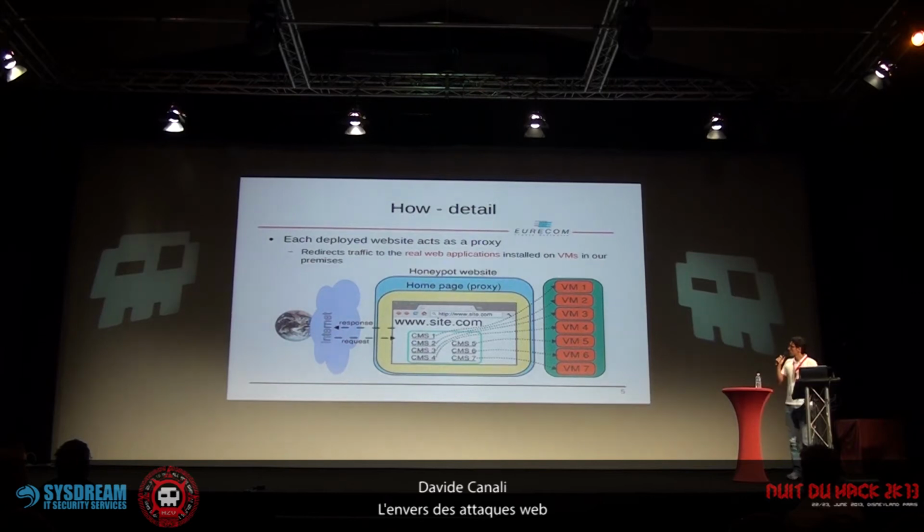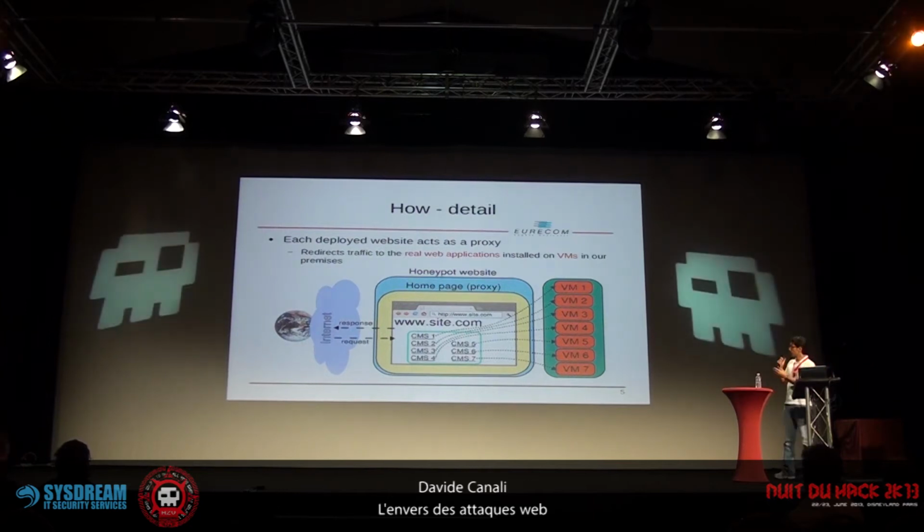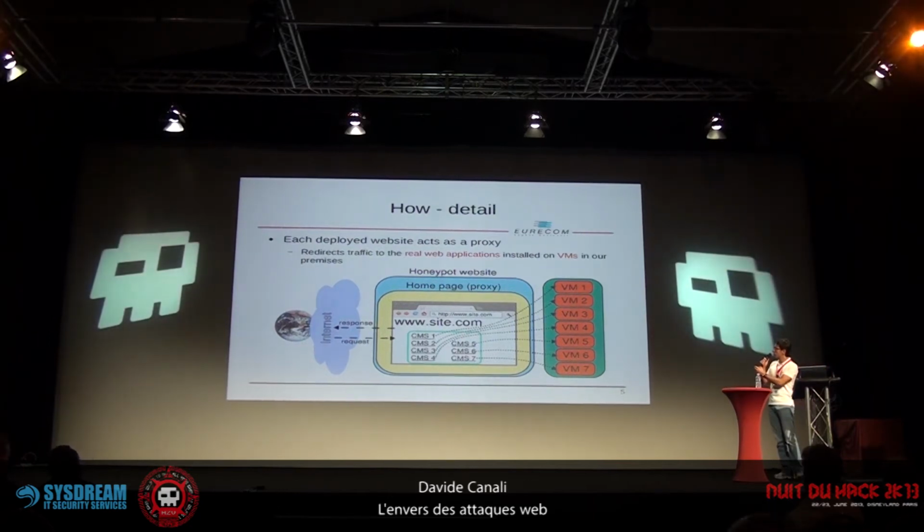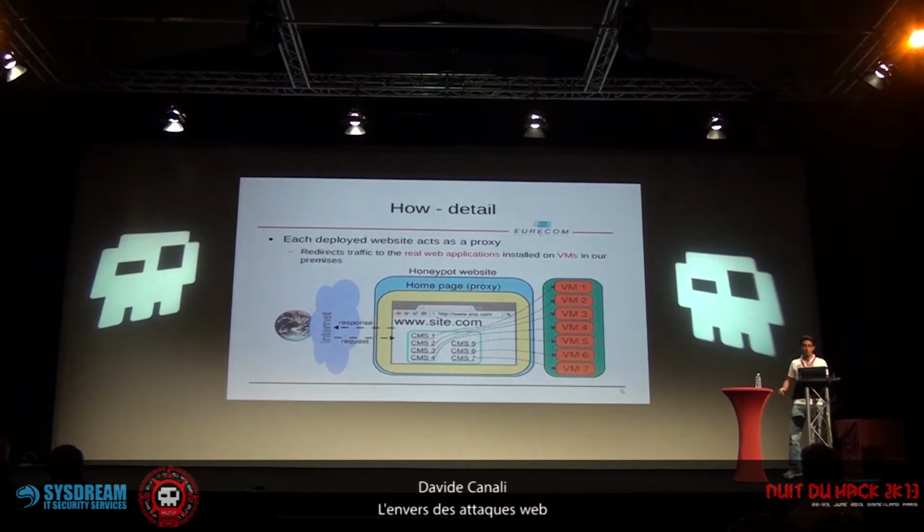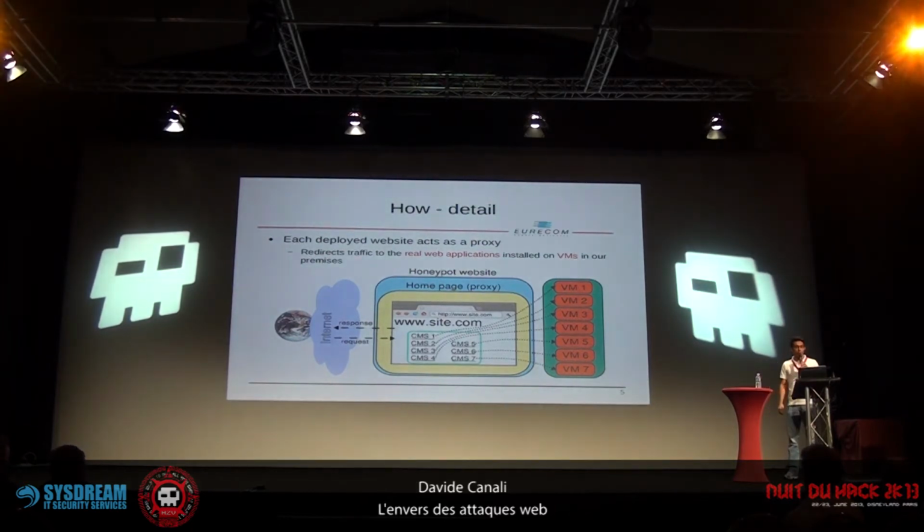In detail, this is the structure of the infrastructure we set up. This is a schematic of the honeypot websites we set up. We had 500 of them over the internet. Each of them consisted of just a single HTML page, and there was a proxy that redirected all the traffic it received to the real vulnerable web applications that were actually hosted in virtual machines in our premises.